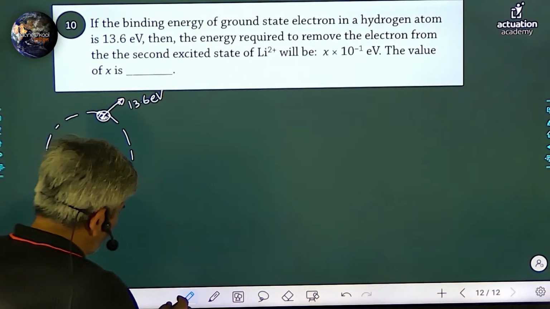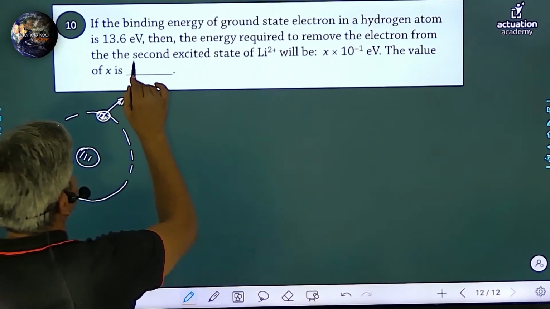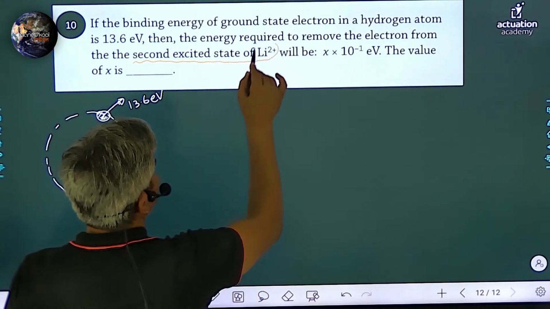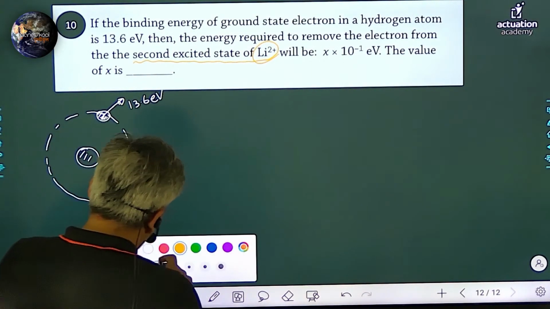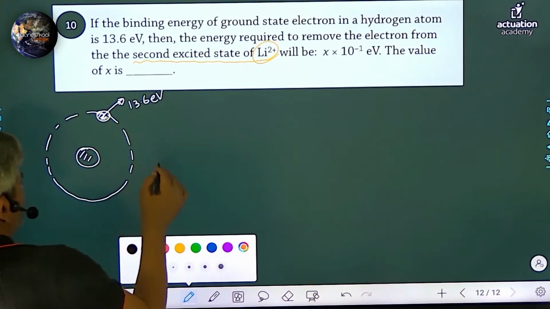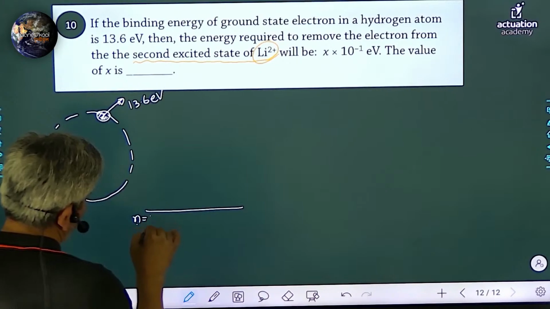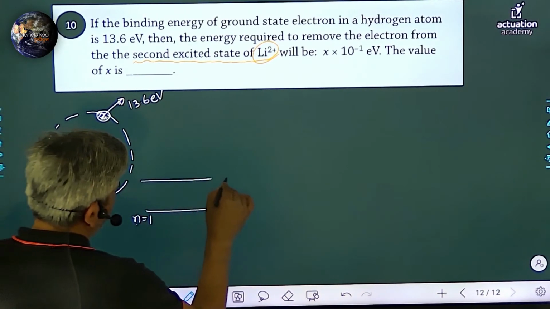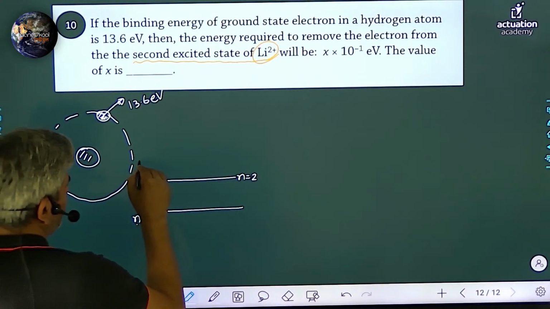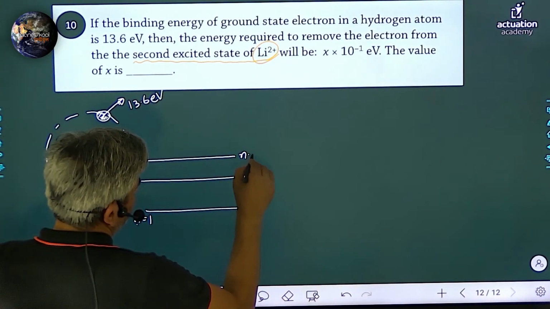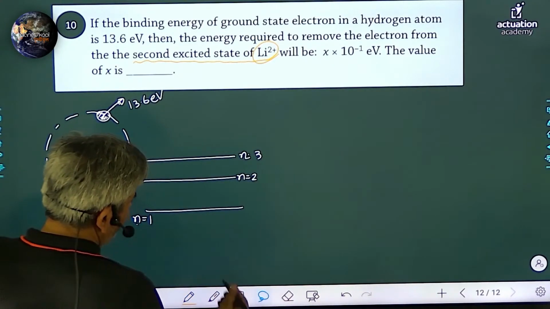Then the energy required to remove the electron from the second excited state of lithium 2 plus. So let's first understand what we mean by second excited state. If n is equal to 1, then this is the ground state. n is equal to 2 means first excited state. n is equal to 3 means second excited state.